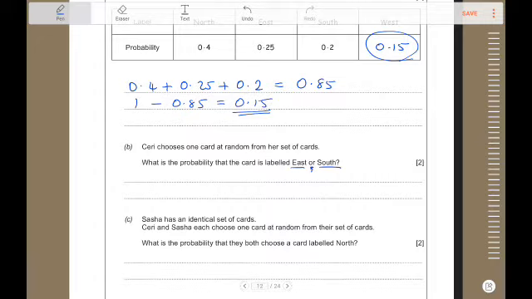There's a key word, that or. When we're looking at probabilities, if the events are independent and we're looking at the probability of one event or another event, then we add the probabilities. So this or basically means to add the probability for east and the probability for south. So the probability for east was 0.25, and we're going to add that to the probability for south, which was 0.2, which is of course 0.45.